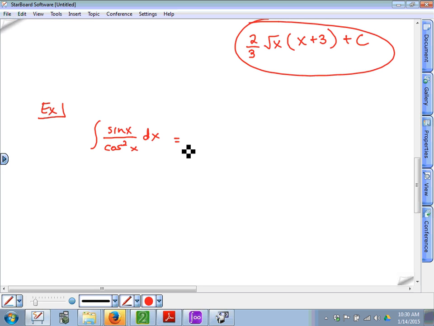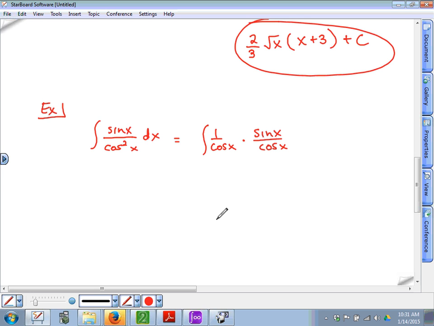Cosine squared of x on the bottom is the same as cosine of x squared. So I just split those two apart. And then sine of x over cosine of x is the same as tangent. And then I split the fraction apart more, so then I had tangent of x times 1 over cosine of x, and 1 over cosine of x is the same as secant. So kind of like this.